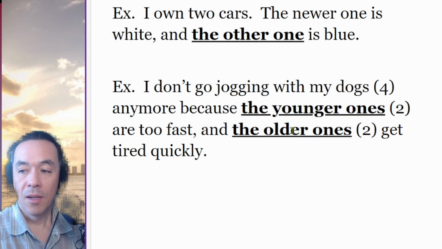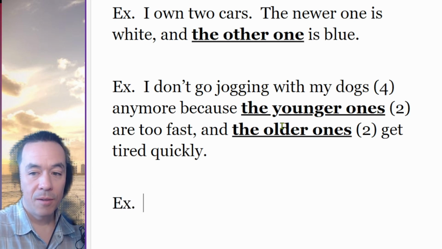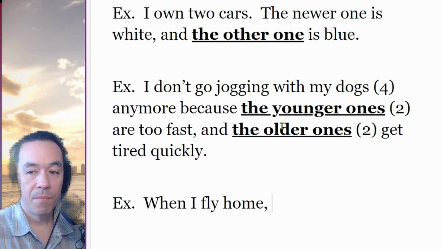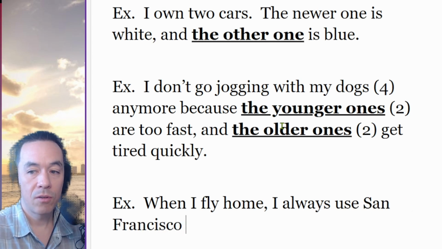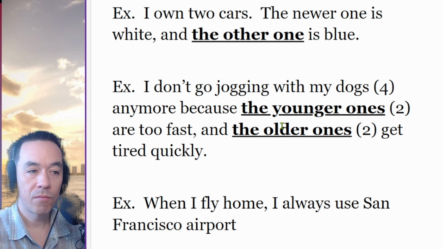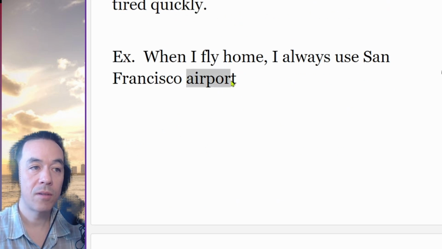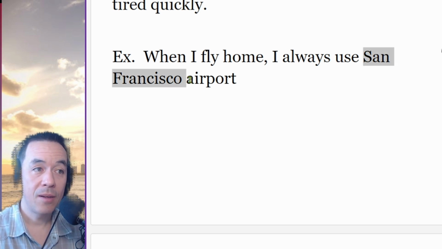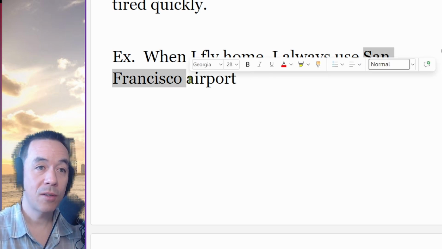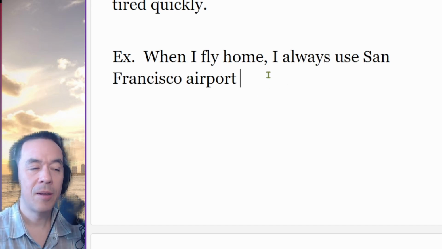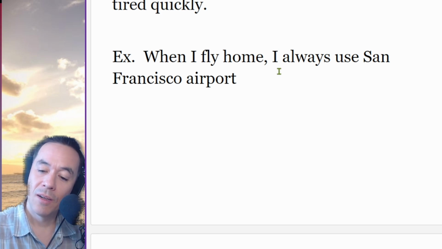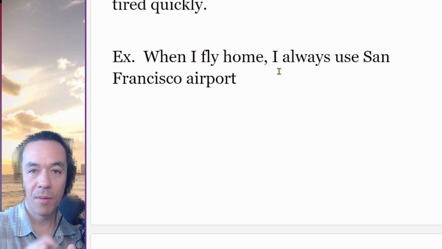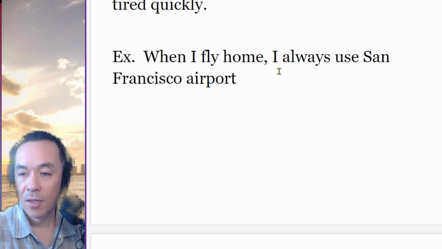All right. We'll do one more, just squeeze it in. So when I fly home, I always use San Francisco Airport. Okay, so the airport is the mention. Notice it's a name, it's a title, San Francisco Airport. So we don't say the blah blah airport. Usually we just say the name, San Francisco Airport.